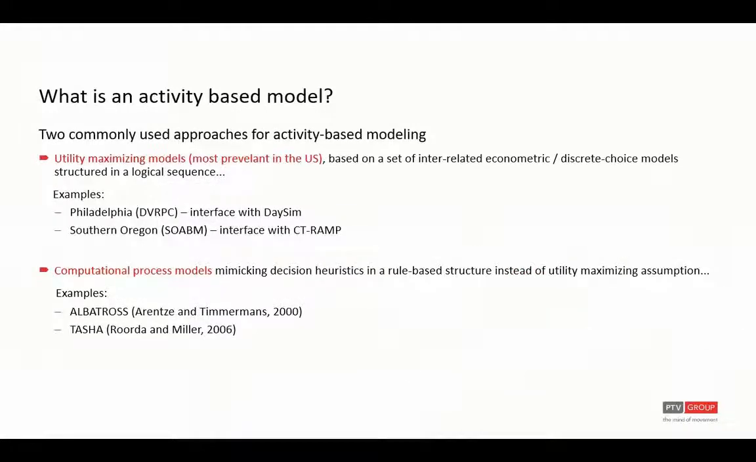All right. The 2 commonly used approaches for activity-based modeling nowadays, one is the utility maximizing approach, which basically connects a set of disaggregate discrete choice models together in some sort of a logical sequence to come up with an activity day pattern like Martin explained earlier today, so that you have an entire chain of activities of a person, or if there is a household interaction, then forced by probabilities of that household interaction, you can have joint household travel and so forth. Two examples of this are Philadelphia.